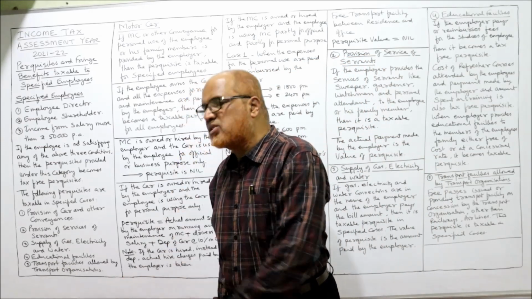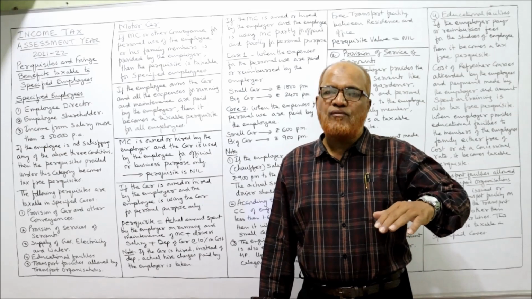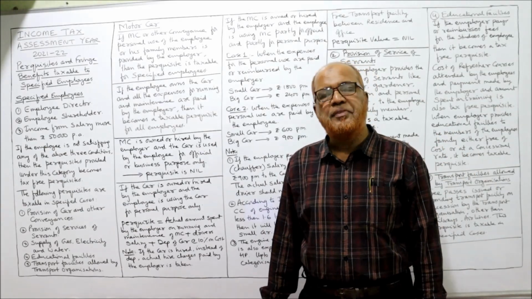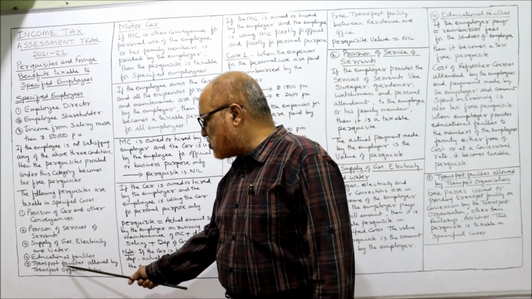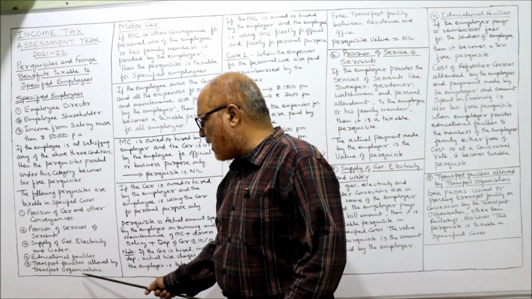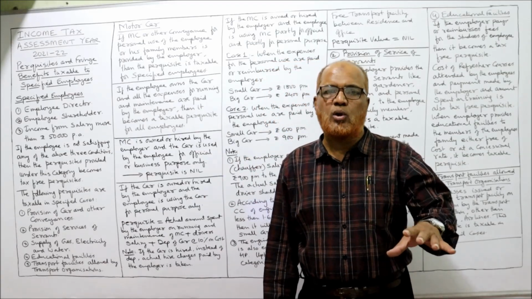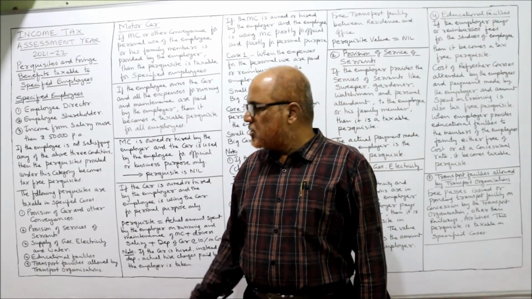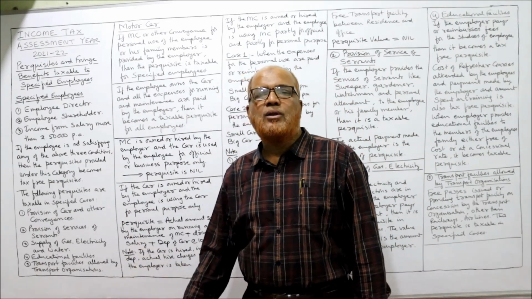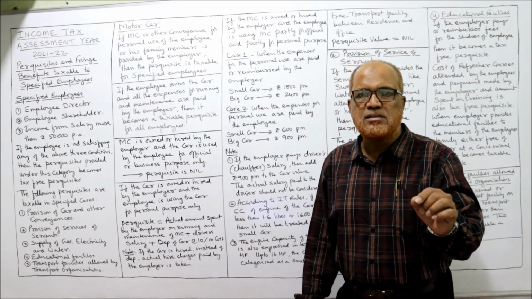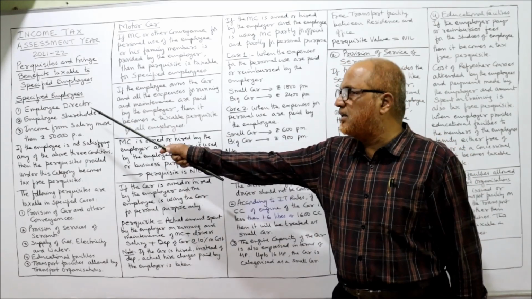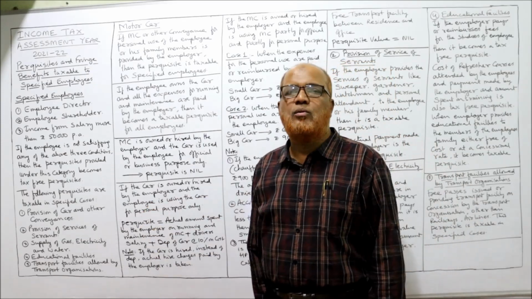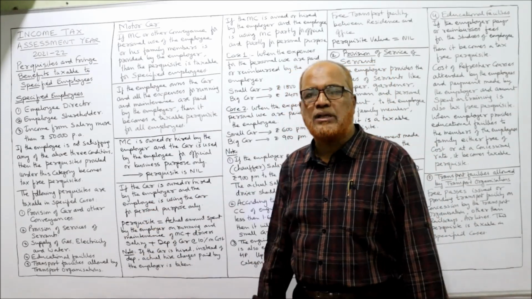Next one, educational facilities. Sometimes educational facilities are provided to the family members of the employee. That is also a taxable perquisite. Then transport facility allowed by transport organization. Some transport organizations will provide transport facility to the employee or family members. So these 5 are those perquisites which are taxable only in specified cases. If the person is not a specified case, then these perquisites will be tax-free, not taxed.